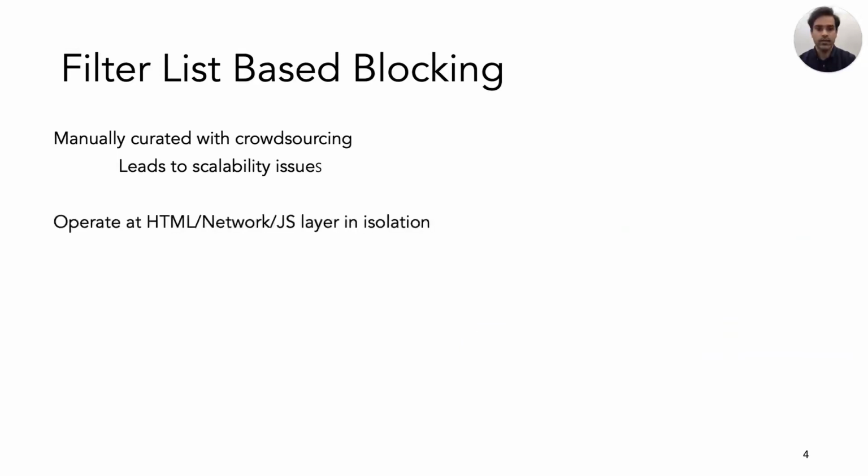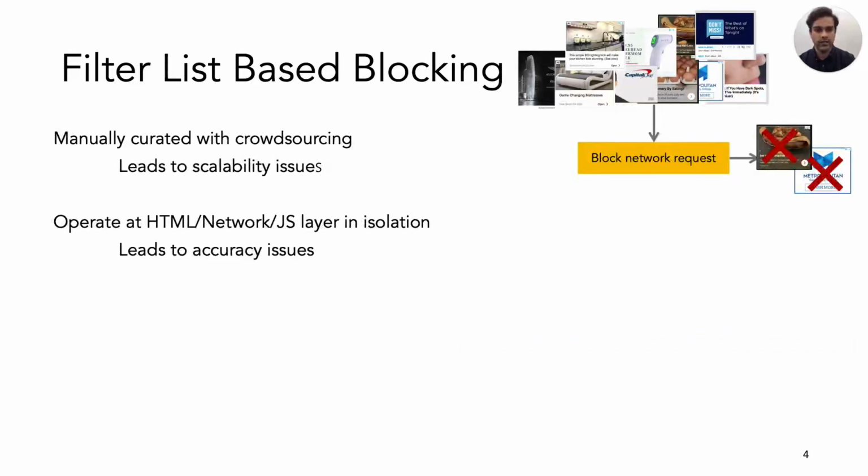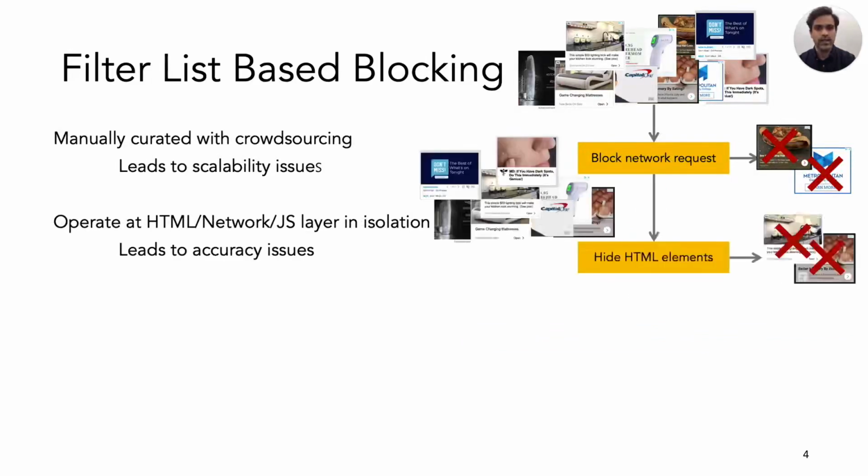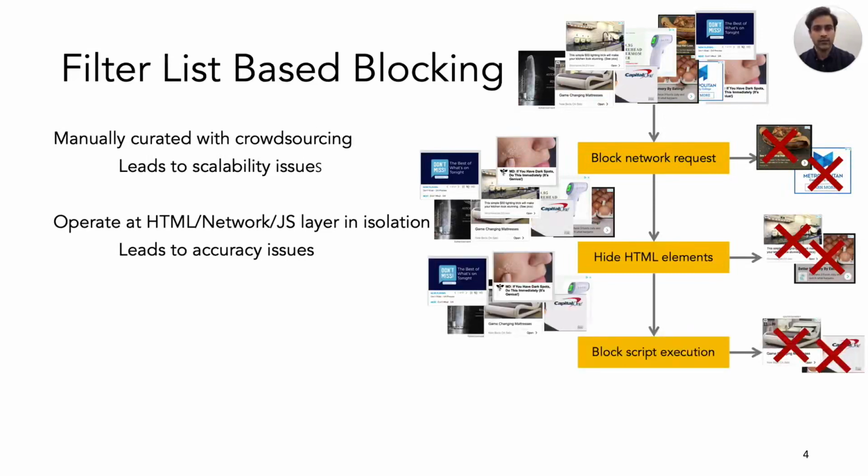These filter lists also suffer from accuracy issues. They operate at HTML, network, or JavaScript layer, but in isolation. They block network requests that load ads. If they are unsuccessful, they try to hide HTML elements that display them. And if they still fail, they try to stop the execution of scripts that aid ads and trackers.